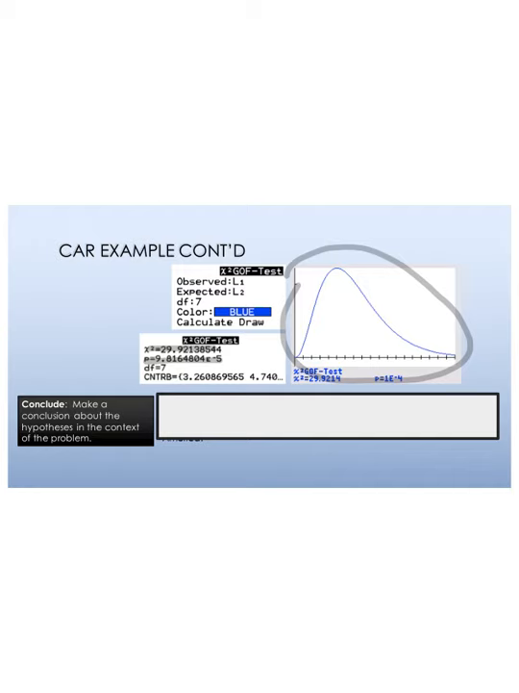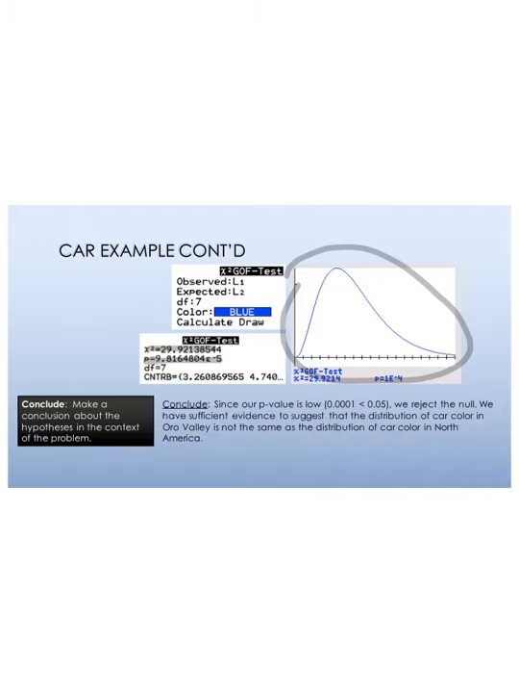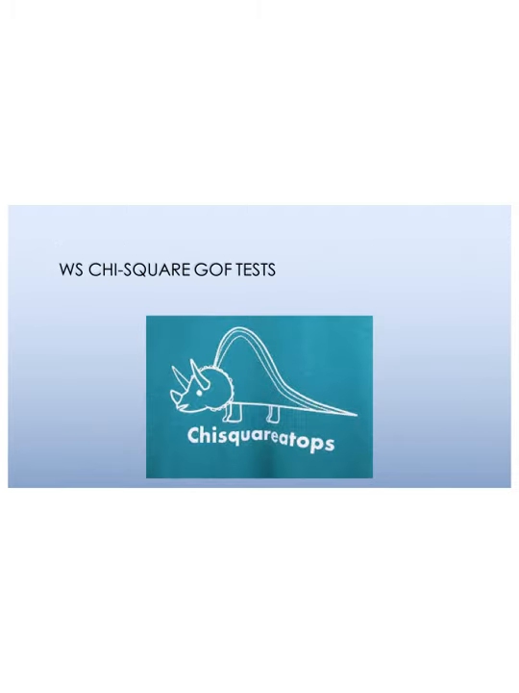And now we're ready for our conclude step. Since our p-value was low, meaning 0.0001 is less than 0.05, we reject the null. We do have sufficient evidence to suggest that the distribution of car color in Oro Valley is not the same as the distribution of car color in North America. We made it to the end, yay!